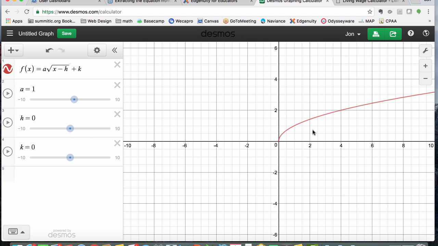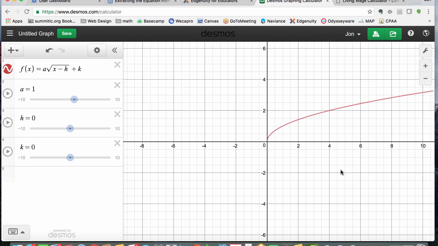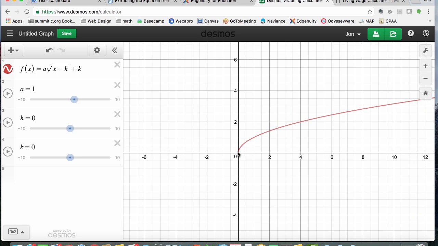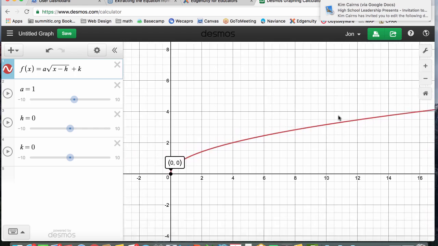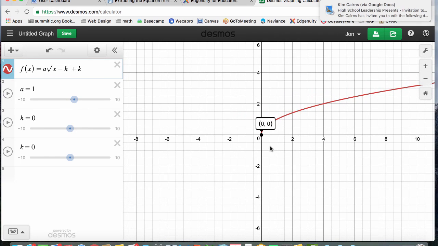So right now, we've got y equals square root of x, because we made h 0, k 0, and a is just 1. So what do we see? This is an interesting function right here. It looks like it starts right here at 0, 0. So it doesn't go left, and it doesn't go down. And then it continues on from there to the right, and it gets bigger and bigger and bigger as I keep going to the right. But there's definitely a starting place.